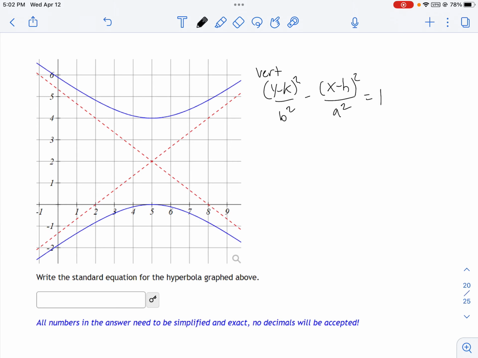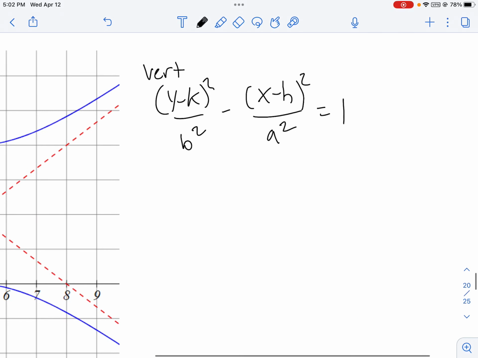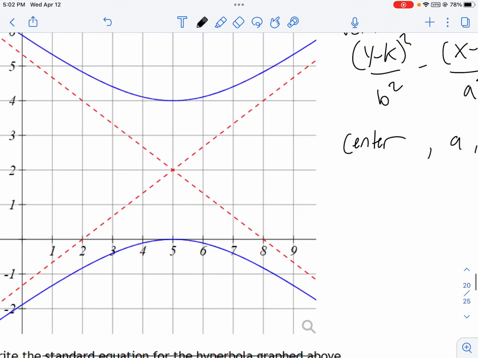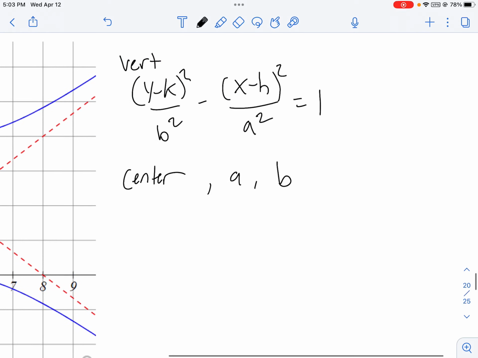First off, for any hyperbola, you got to know a few things. You got to know the center, and you have to know your a and your b. That's the bare minimum you need for at least a graph, or at least even writing the equation with just information. The center is always h comma k. That's why we got to know it, because that'll be your h and your k inside the equation.